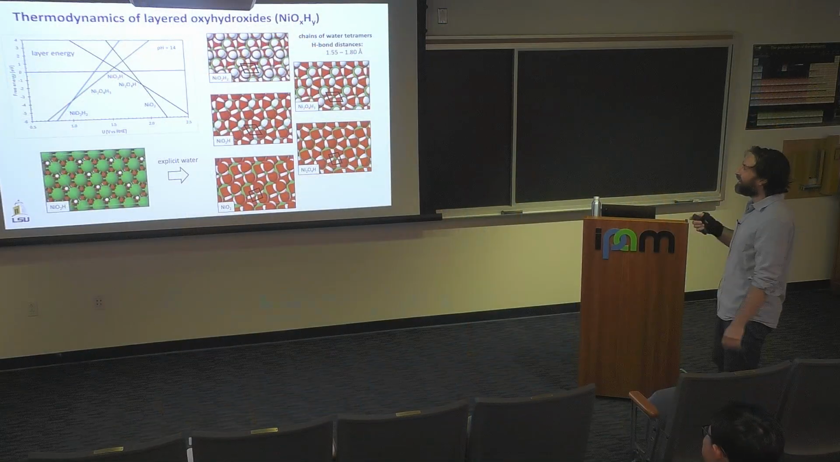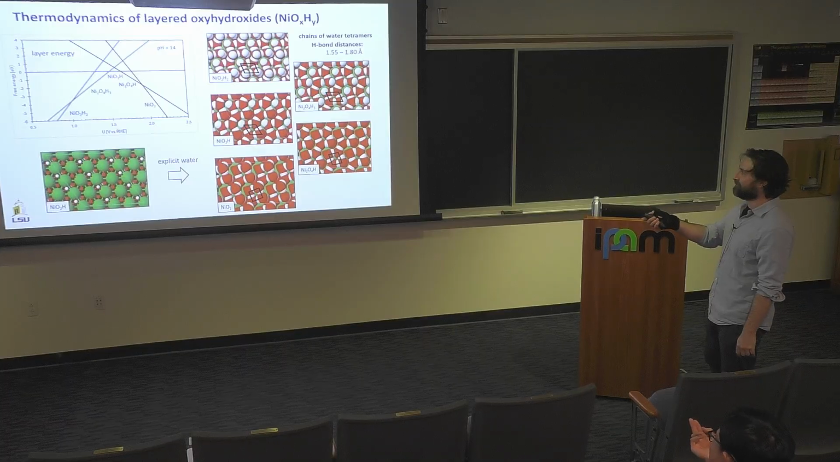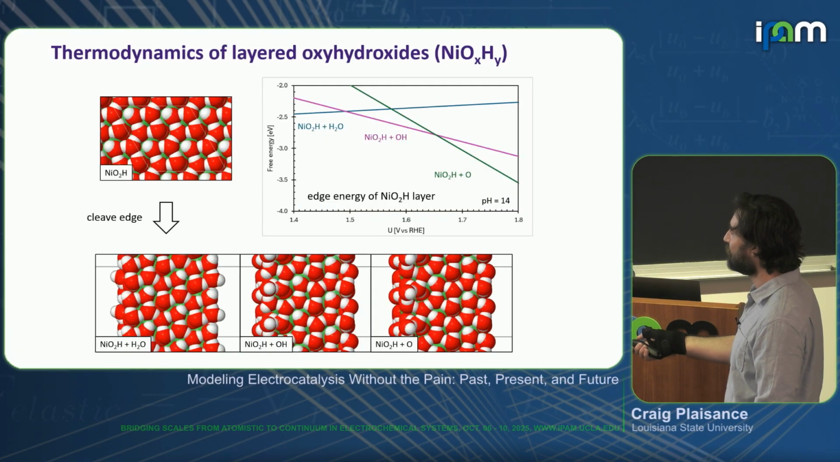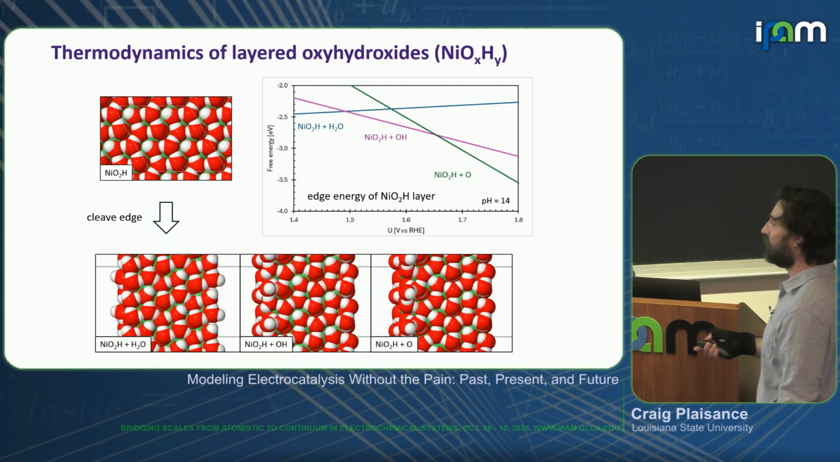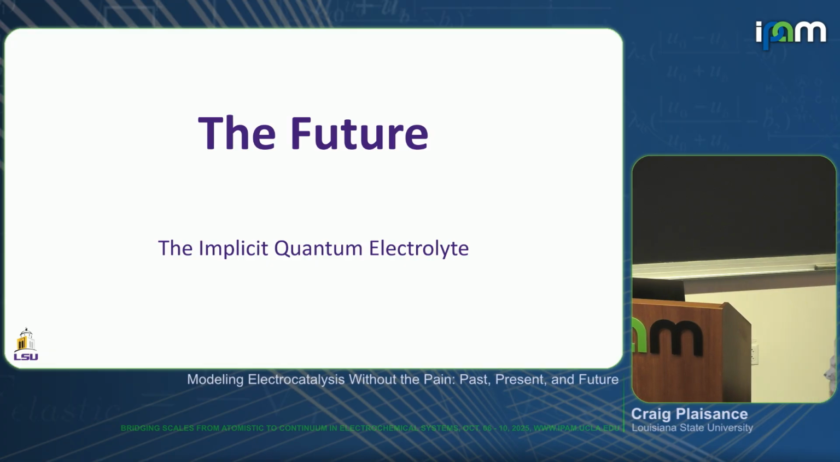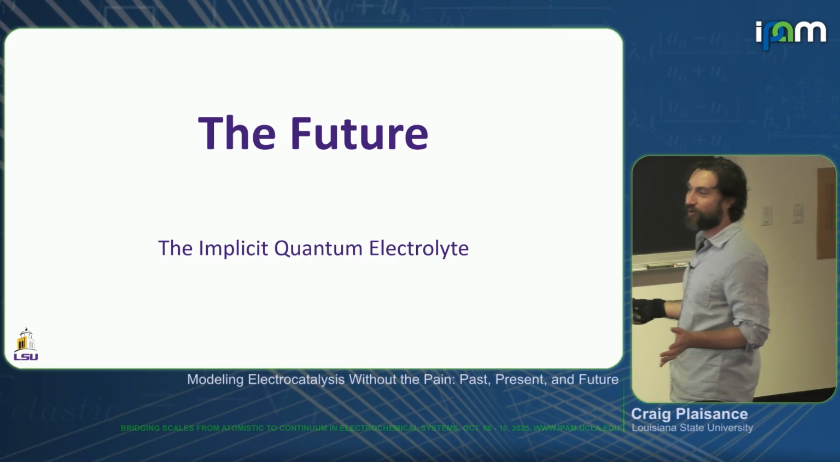Sorry. We did apply it to some layered oxyhydroxides. We found this water overlayer that forms, a very stable water overlayer, and computed ab initio thermodynamics of the different phases and edges. Okay, so that kind of sums up the present part. That's what we can do right now.